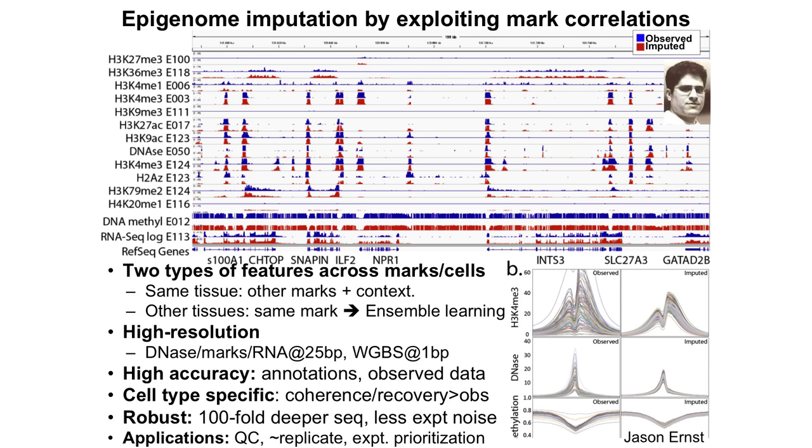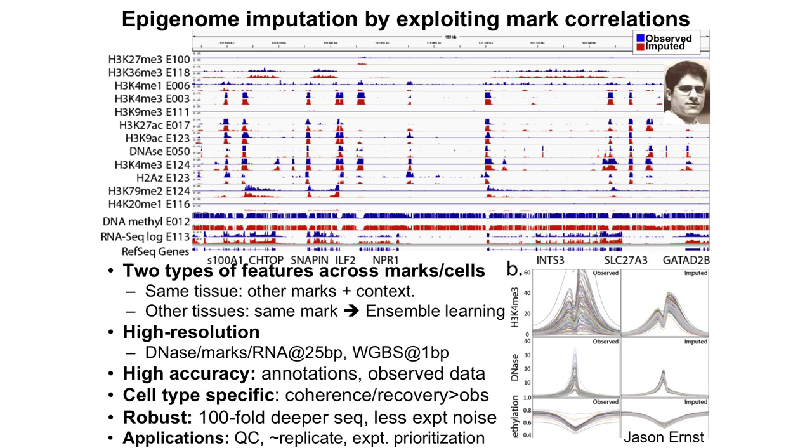What's also remarkable is that the imputed data is extremely cell type specific. So we find a lot of coherence in the imputed data sets of different tissues and cell types, and a lot of disagreement between, you know, these tissues and different tissues. And the recovery of the cell type specific relationship is actually greater than even observed data sets. And it's extremely robust. Why? Because the effective sequencing depth of what we're using here is actually much larger, and there's much less experimental noise.